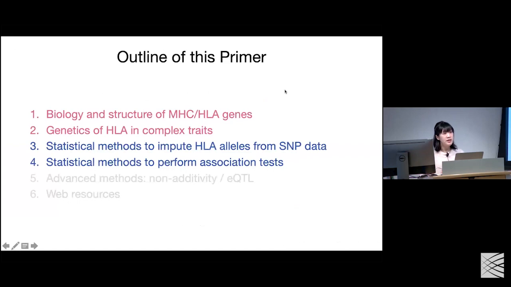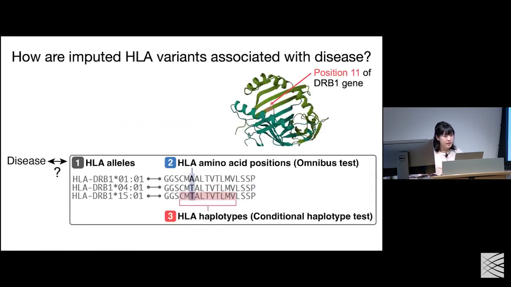So now that I have talked about HLA imputation, I would like to switch gears and move on to the methods to perform association tests using the imputed HLA variations. The basic concept of the association tests is again the same as the standard GWAS. So I'll first introduce how to do the simplest single marker test to assess the association between a single HLA allele and the disease, like I show in this figure 1.